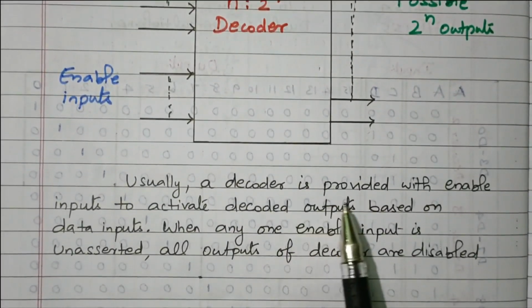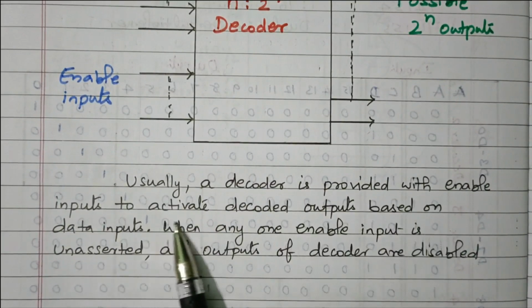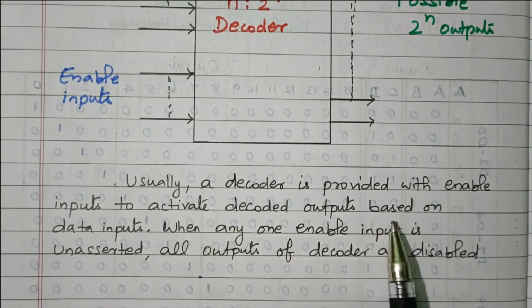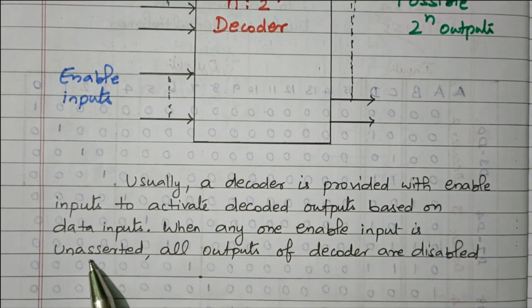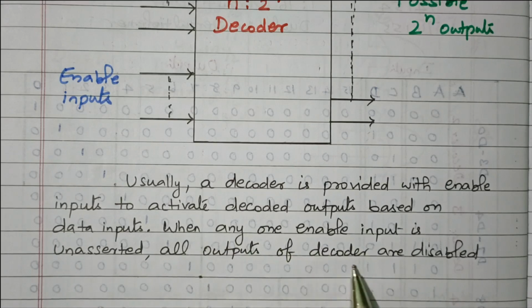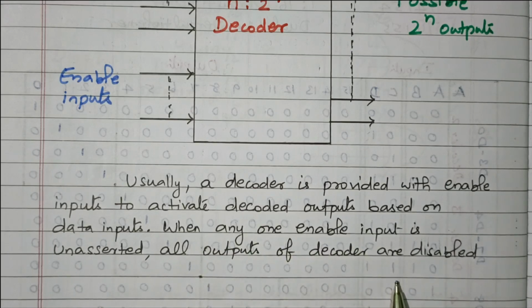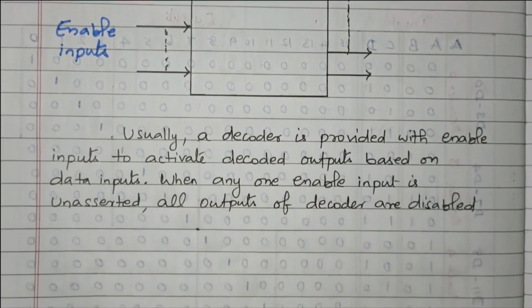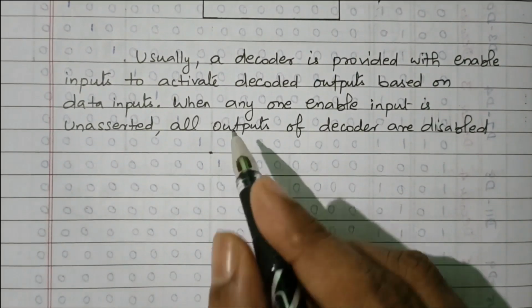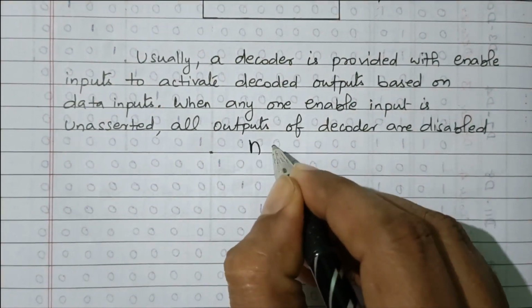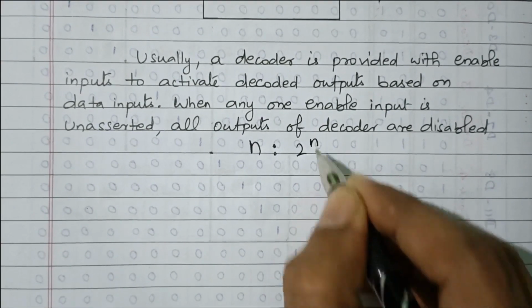Usually a decoder is provided with an enable input to activate the decoded output based on the data inputs. When any of the enable inputs is unasserted, all the outputs of the decoder are disabled. Right? In order to enable or disable, we are using the enable input. If the enable input is not there, we will not get any output. So we have n inputs, 2 to the power n outputs.